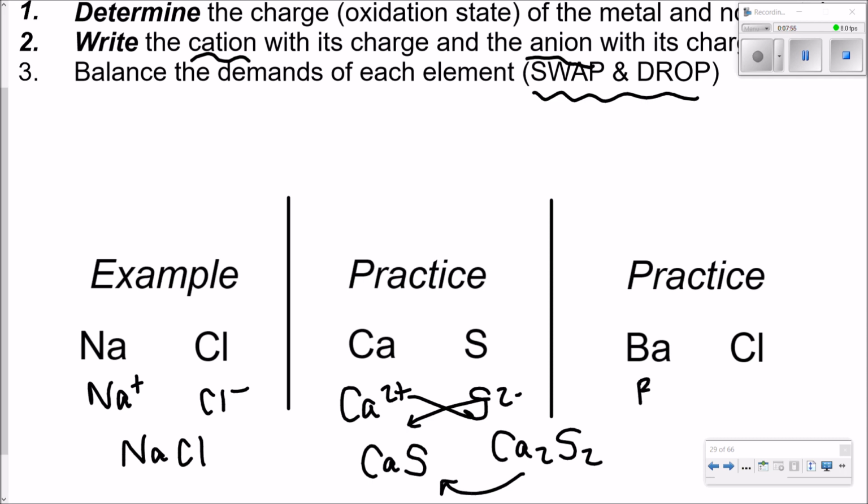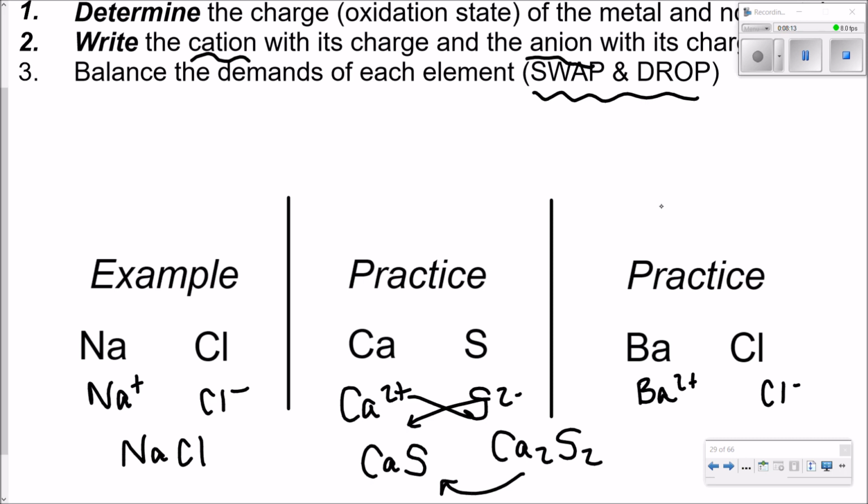Barium is going to become barium ion, so Ba2+. Chlorine is going to be chloride, Cl-1. So barium is going to lose 2 electrons. Chlorine only needs to gain 1. So in order for these to balance the demands of each element, how many do you need?